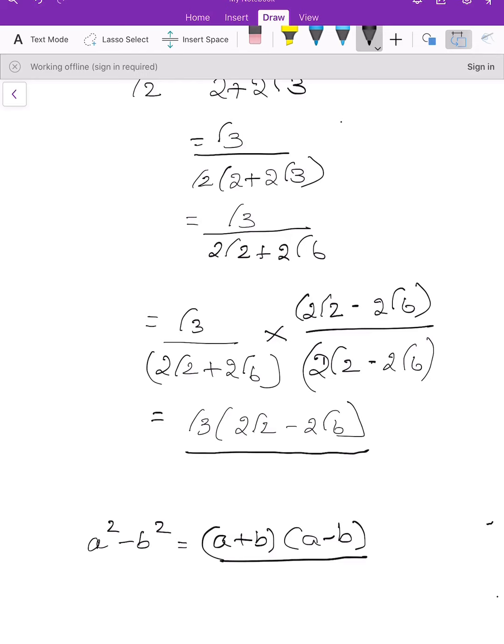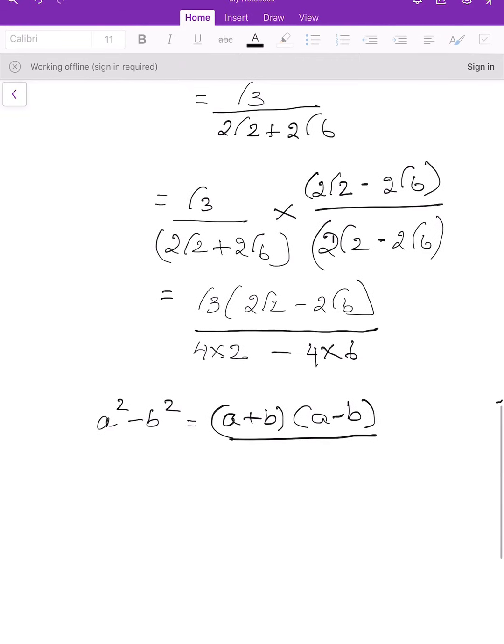A square is 2 2s are 4. Root 2 into root 2 is 2. So 4 into 2, minus 2 2s are 4. B square, squaring: root 6 into root 6 is 6. So this is how I will do it.